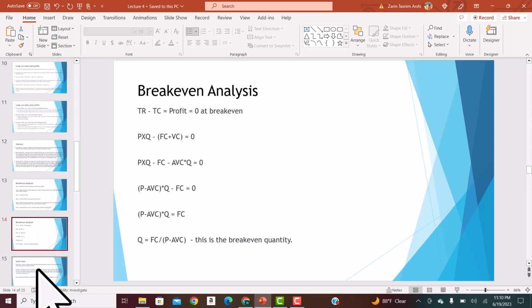Again, we will look into the profit, which is total revenue minus total cost. If that equals zero, we are at the break-even point. Further breaking it down, we know total revenue is price times quantity, and total cost is fixed cost plus variable cost. So that's the second line. We broke it down: price times quantity minus fixed cost plus variable cost. Then we break the variable cost further down, which is price times quantity minus fixed cost minus average variable cost times Q equals zero. So we solve for the break-even point, and that is given by fixed cost divided by price minus average variable cost.